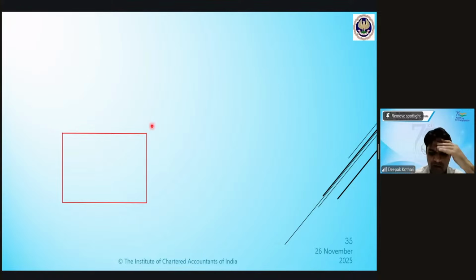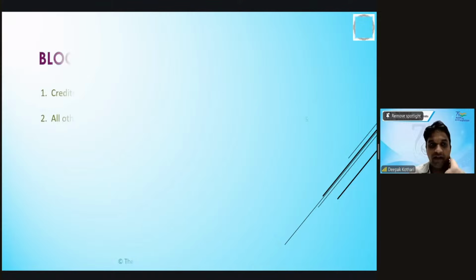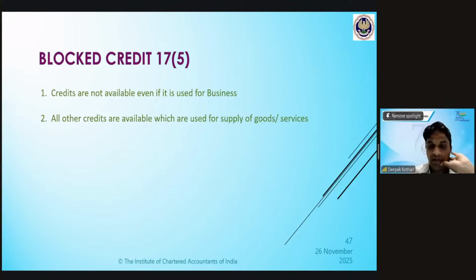Okay, portal view might not be relevant here because we are aware of how to claim the credit. Next is block credit. We know what is block credit, right? That credit which cannot be claimed is a block credit. But I've used for business. Can I claim it then? No. Still, if it is used for business also, you cannot claim the credit.